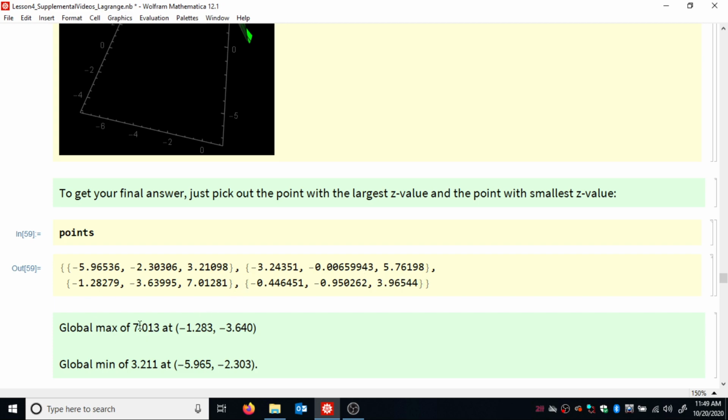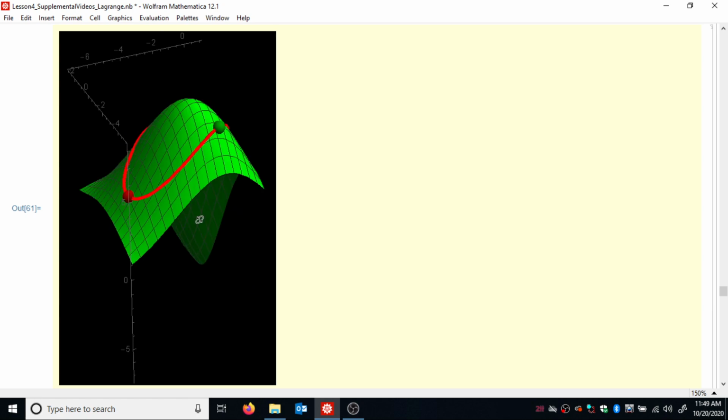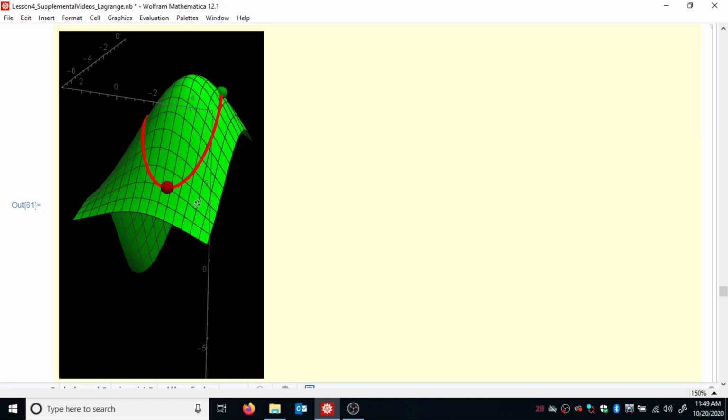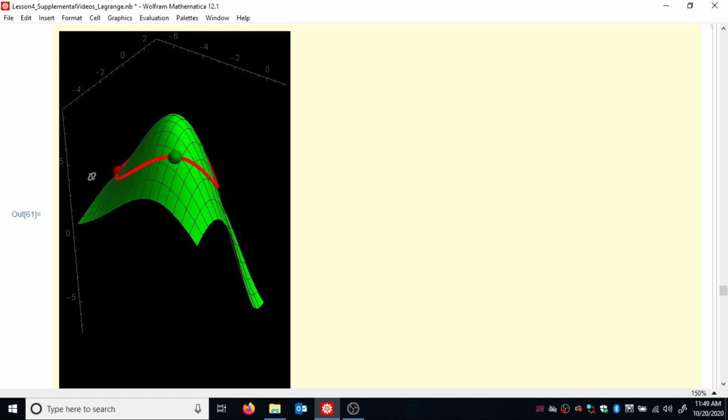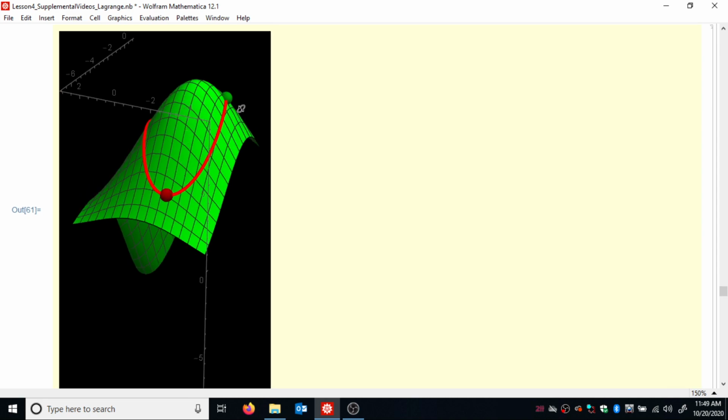So my global max is 7-ish at the point negative 1.2 comma negative 3.6. And my global min, if I look through here, my smallest value is 3.21. So I have a global min of 3.21 at these coordinates. So I could plot it again. Here's a picture just with my global minimum and my global maximum. I have found the global extrema of f of xy subject to the constraint g of xy is equal to 1.